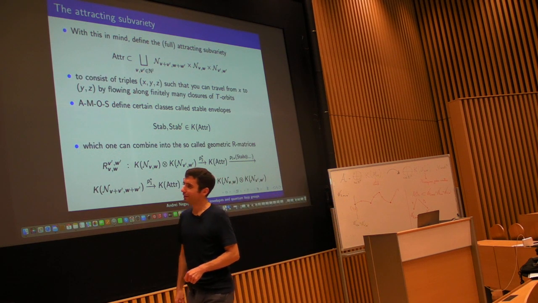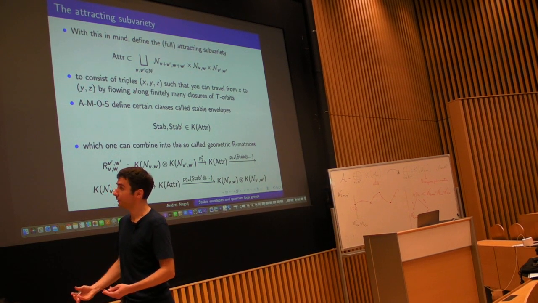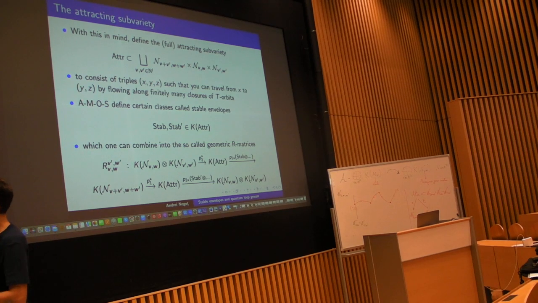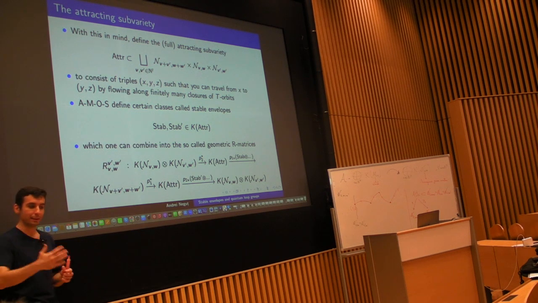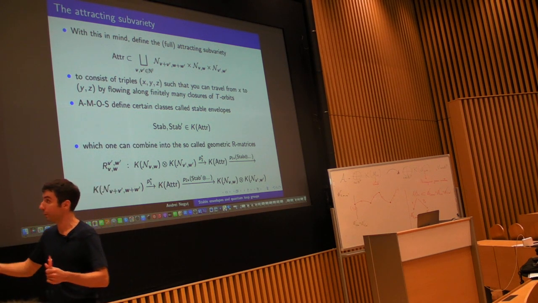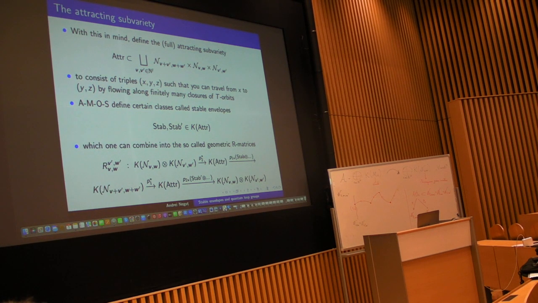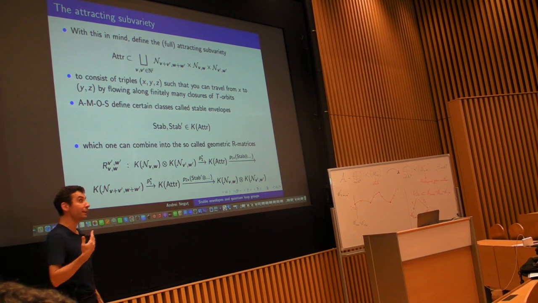So here's the meaning of these geometric R matrices. For the purpose of doing geometric representation theory, you want a linear map from here to here. That's what an R matrix is. It is a linear map on a tensor product of two representations. Well, we know that K of N(V, W) is like a representation for an algebra, so an R matrix should be a linear map from this tensor this to this tensor this. Now, how do you construct such an interesting linear map?